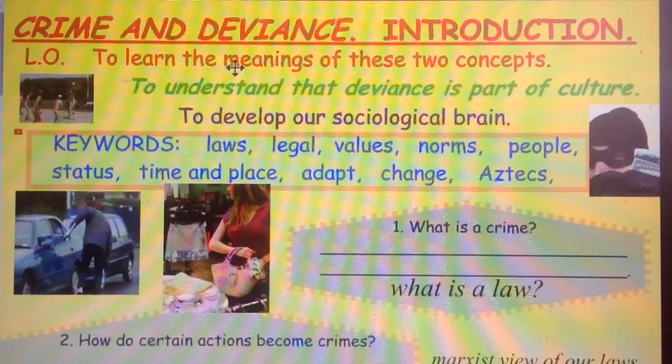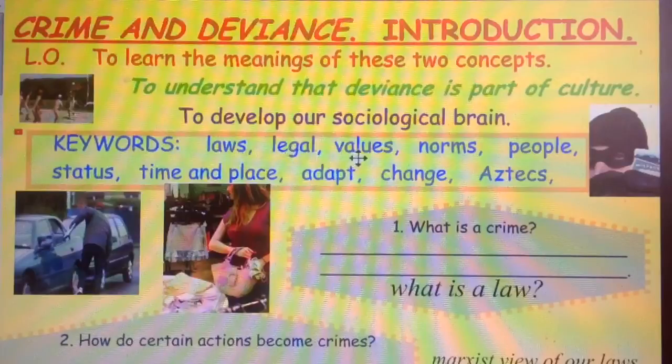To learn the meaning of these two concepts, to understand that deviance is part of culture, and in fact so is crime. Deviance is part of culture. You must know the culture first before you can figure out what is criminal and what is deviant. By doing that, you're developing your sociological brain.